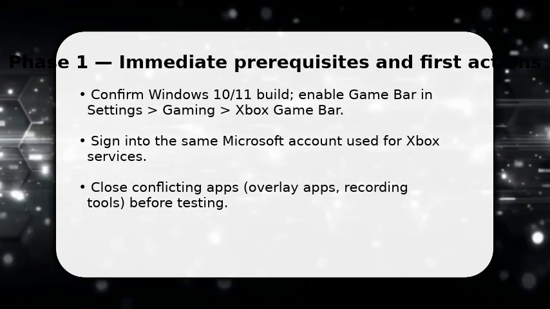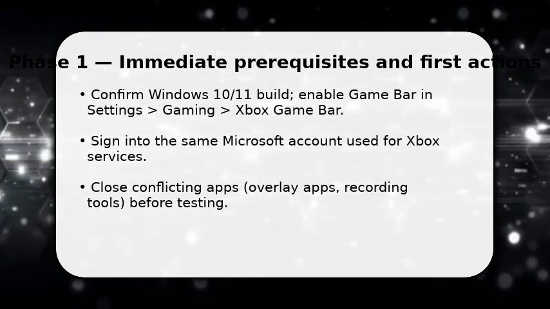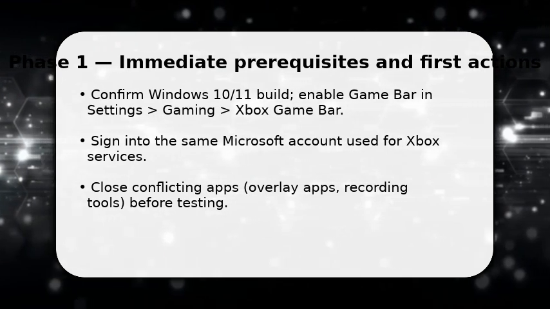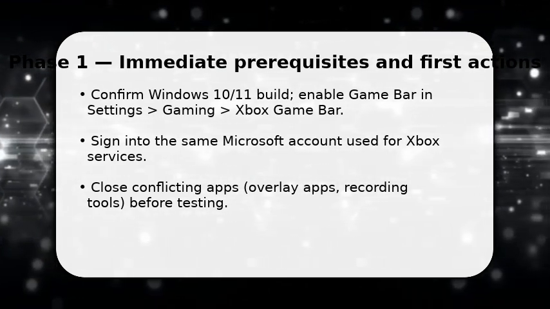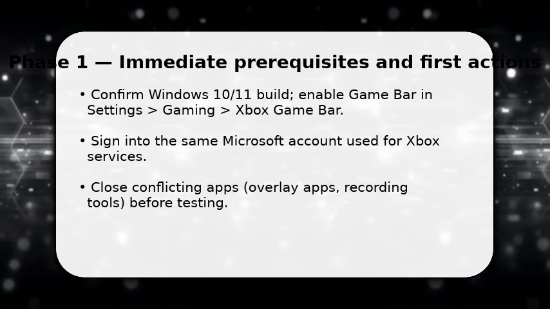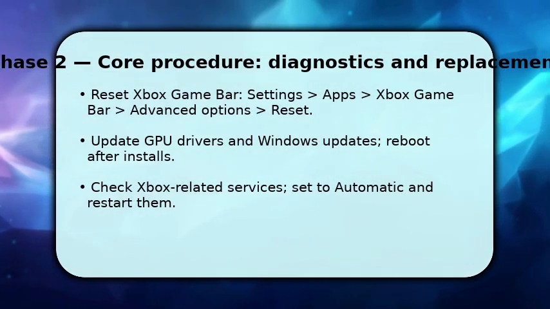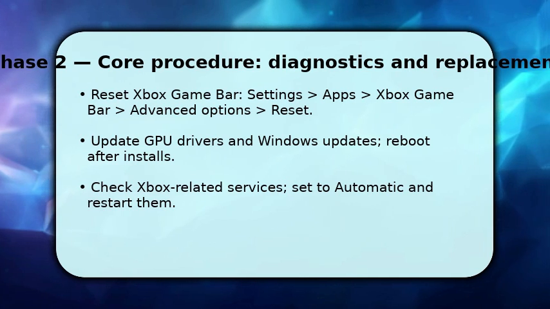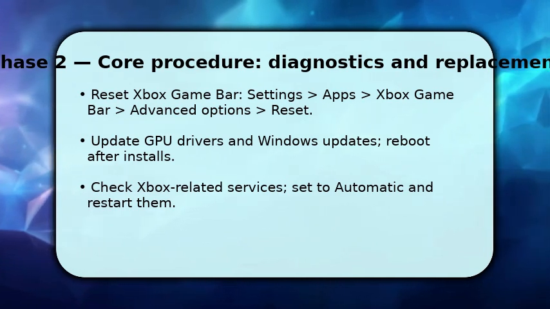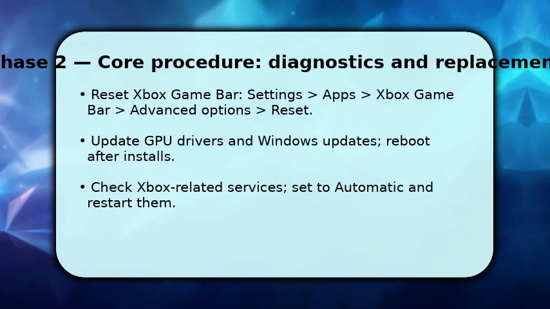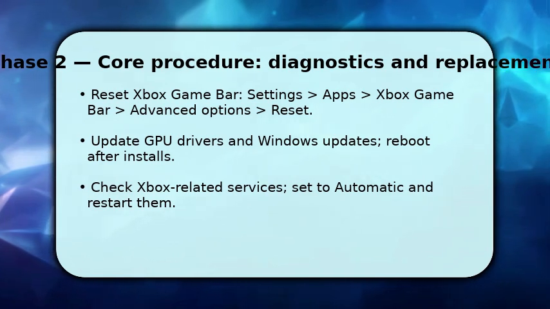You're doing these first steps to eliminate configuration problems and account mismatch, so the feature has permission and nothing else is stealing input or audio hooks. Next, reset the app and update the platform so corrupted states and driver mismatches are cleared. Open Apps, find Xbox Game Bar, choose Advanced Options and Reset. This removes bad cache states.